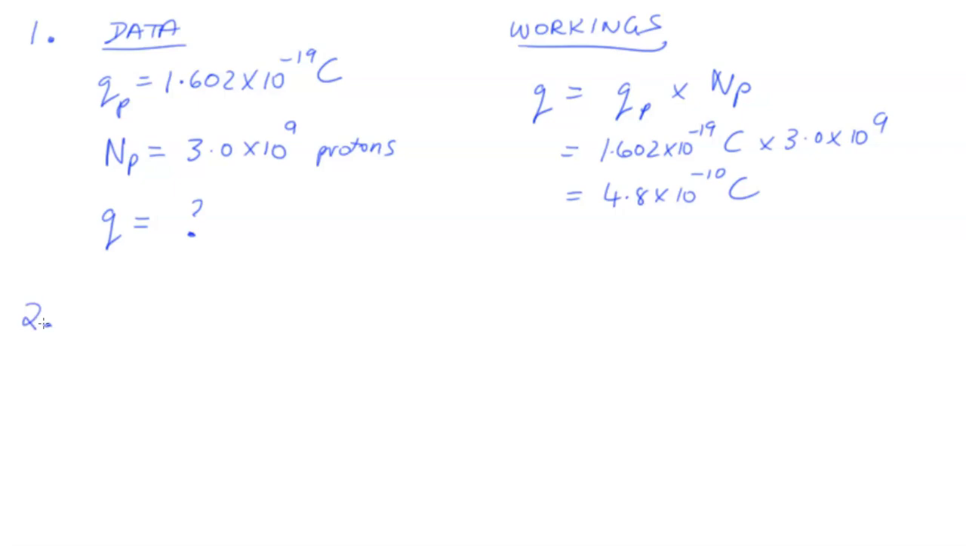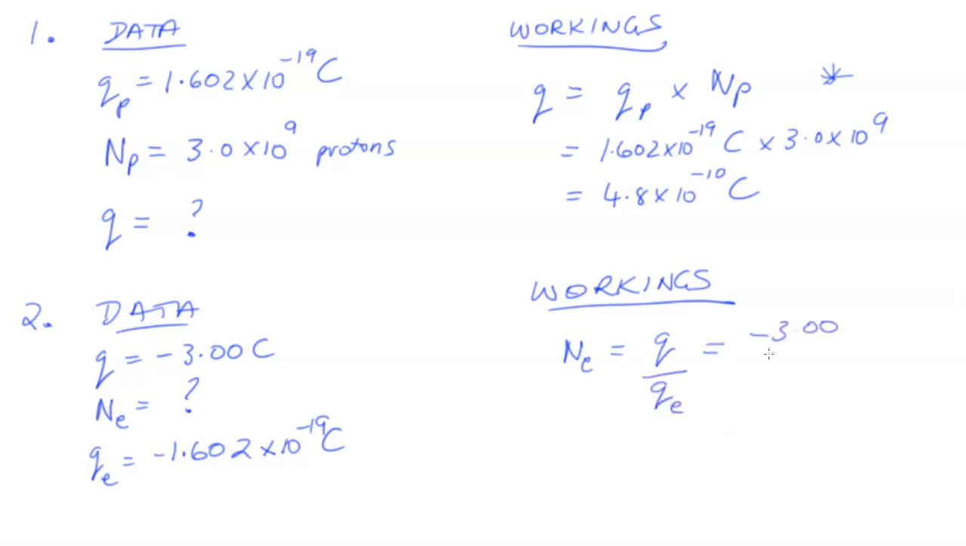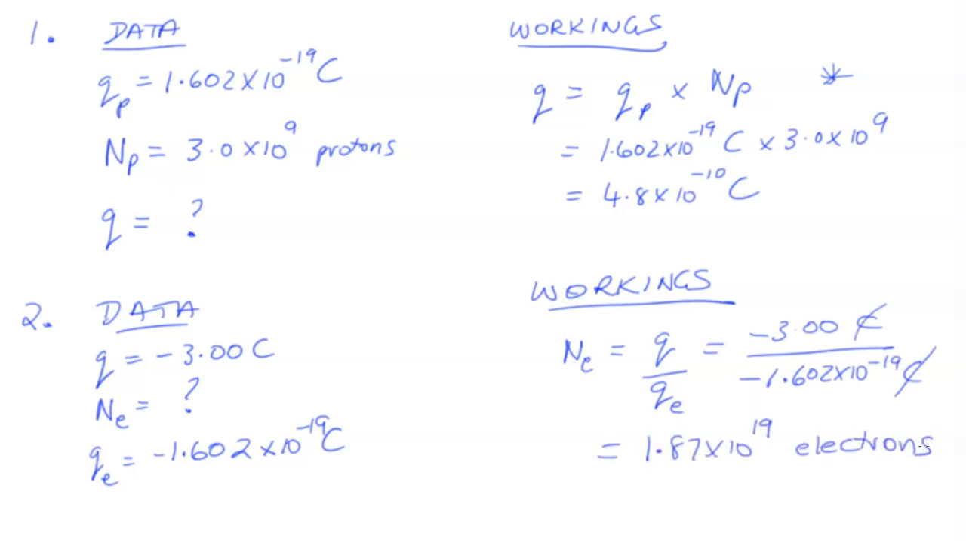We've got: calculate the number of electrons that make up a charge of negative 3 coulombs. So that's the total charge, and I want to know the number of electrons there are, and I know the charge of one electron as per the data sheet. So it's just a rearrangement of this, isn't it? We want the number of electrons, which is Q divided by the charge on one electron. These cancel, so we end up with a number. Okay, that's it for the first two.